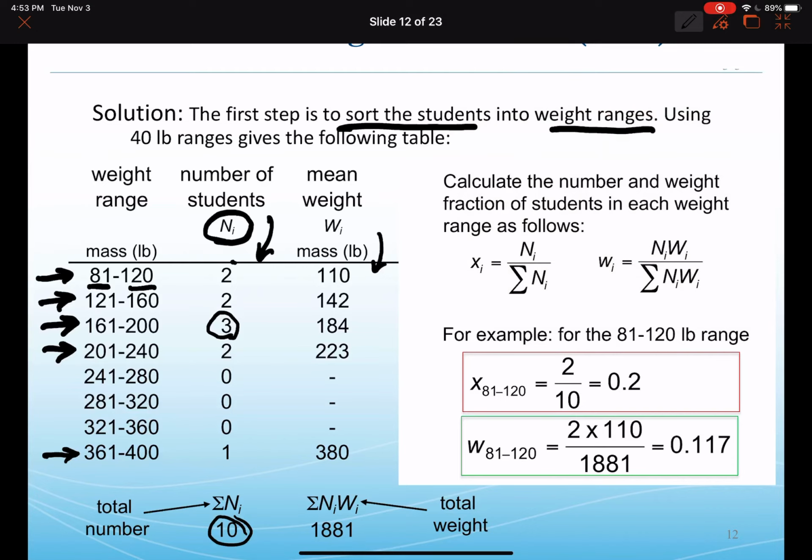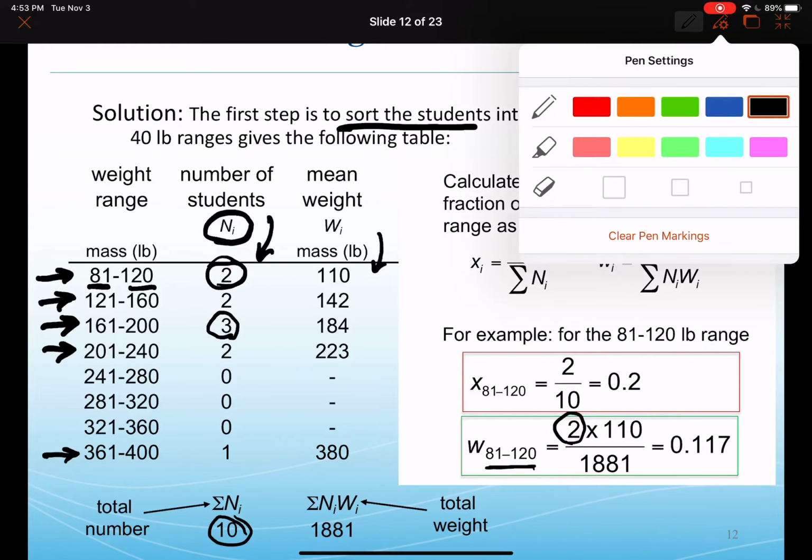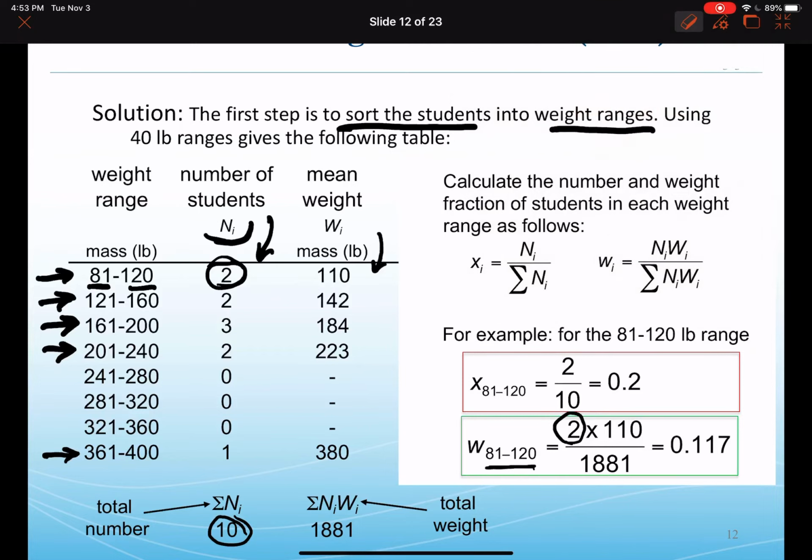So what does the weight fraction of a row look like in this case? The weight fraction of the first row of information here, we're going to take the total number of students. I see that again, 2. And let me just clean this up so it's very clear.